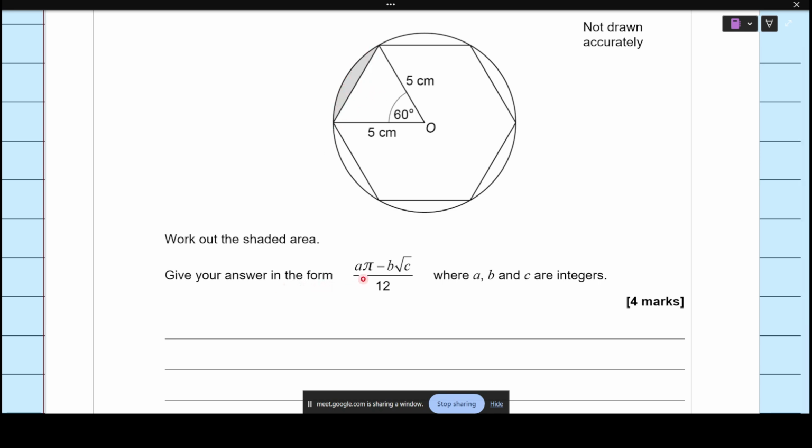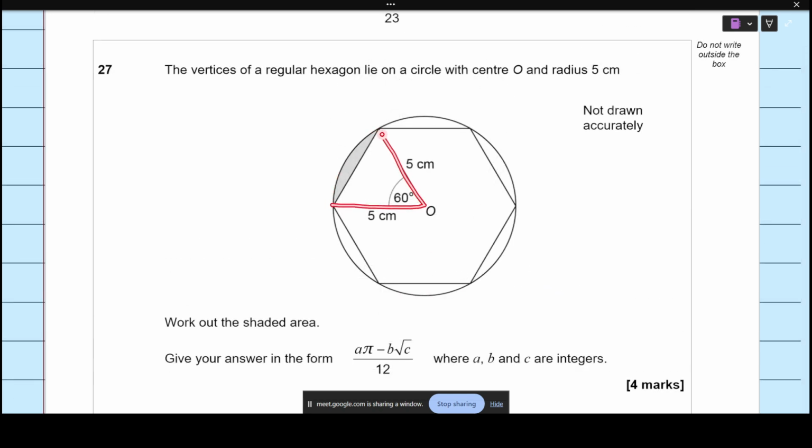Give your answer in the form (a pi minus b square root of c) divided by 12, where a, b, c are integers. Here we have a sector, and in the sector we have a triangle. That is a triangle. So if I get the area of this big sector and subtract the area of the triangle from this sector, I can get the specific area, which is the shaded area. So for that purpose, we need to know how we're going to find the area of the sector.